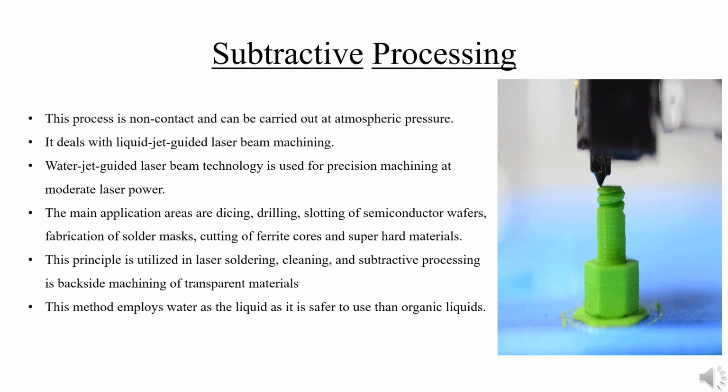Subtractive manufacturing process. It is a non-contact process and is carried out at atmospheric pressure. It is dealt with in liquid jet laser beam machining. To increase the precision in this machining, the water jet guided laser beam machining is used. Various subtractive machining processes are drilling, slotting, dicing, cutting, etc. The main principle of this subtractive machining is used in laser soldering, cleaning, etc. And subtractive machining is removing the material from the hole, thus helping in completion of the laser ablation.